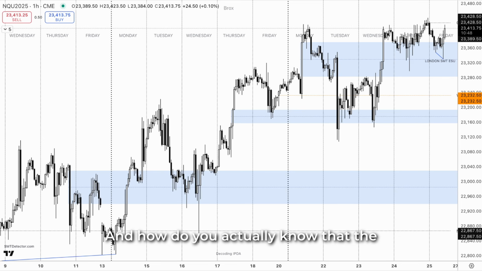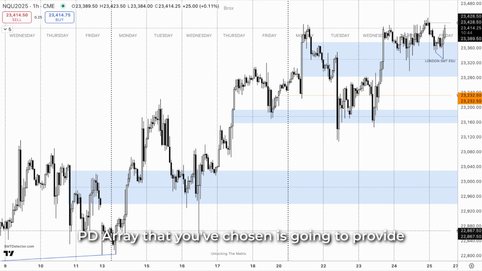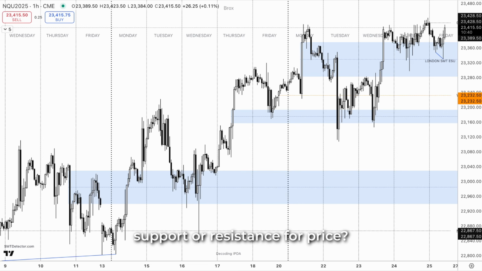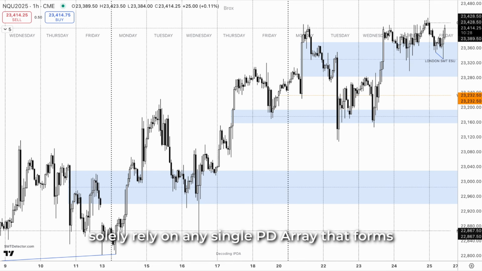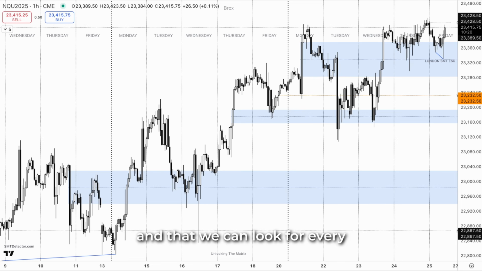And how do you actually know that the PD array that you've chosen is going to provide support or resistance for price? Well, I'm going to share with you a simple approach to how you can actually objectify this a bit more and not just solely rely on any single PD array that forms and just hope that it works, right? Because we want something that's objective and that we can look for every single day and have confidence in.